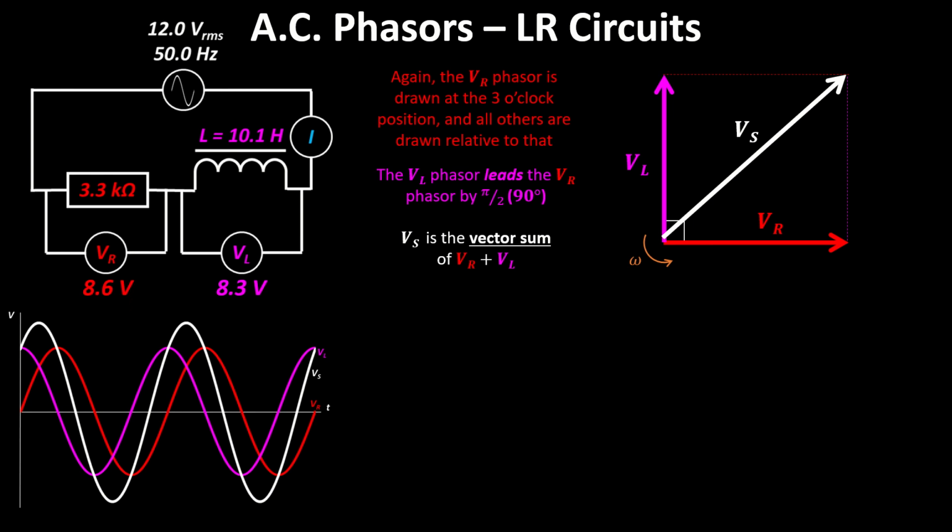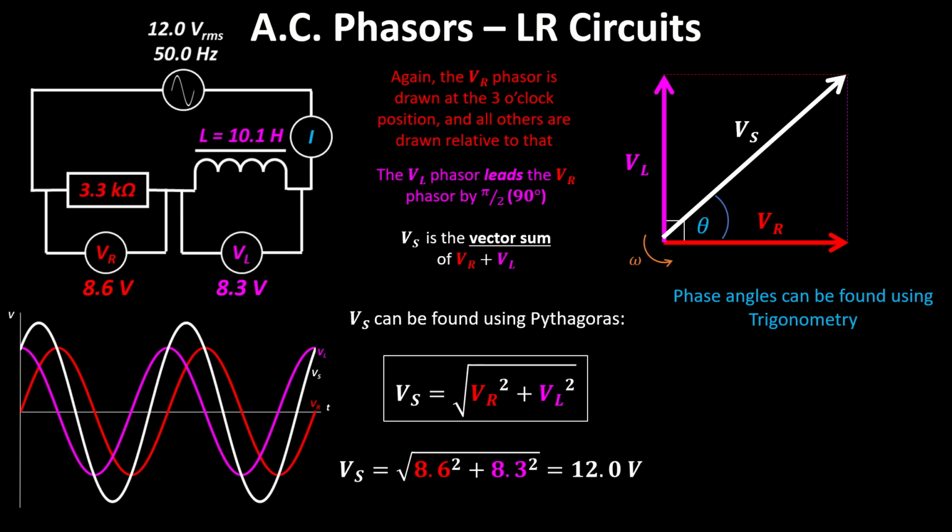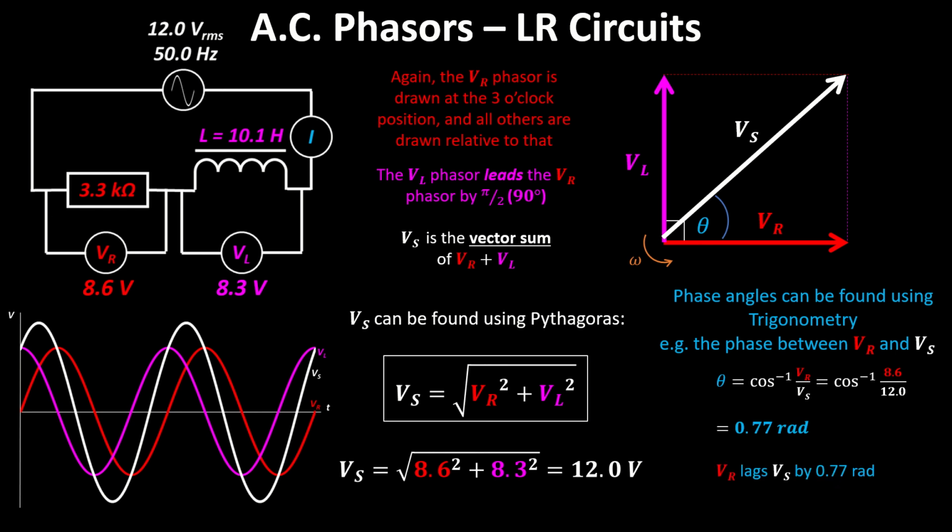If we had those same values, you can do exactly the same thing. You find supply voltage using Pythagoras, just like we did for capacitors, and you'd get the same answer. And you could also find the phase angle using trigonometry, which, because we've got the same values, we would end up with the same answer, 0.77 radians. The only difference in this case is that now the resistor voltage is lagging Vs. Before, the resistor voltage was leading Vs, because of the difference between a capacitor and an inductor.